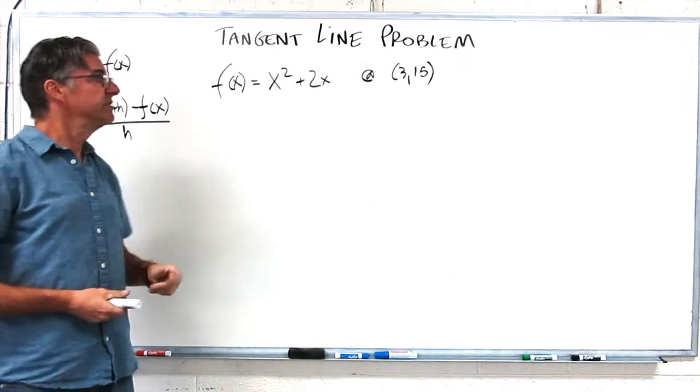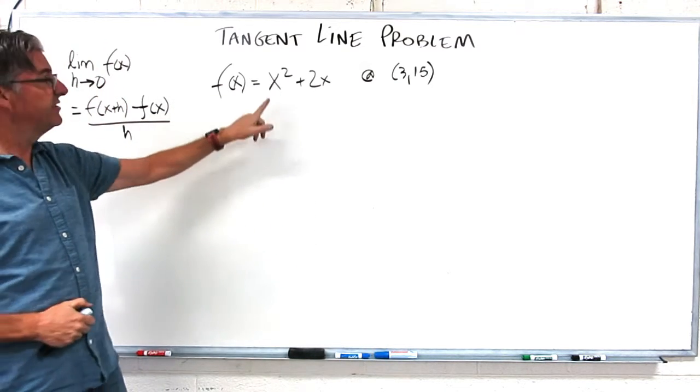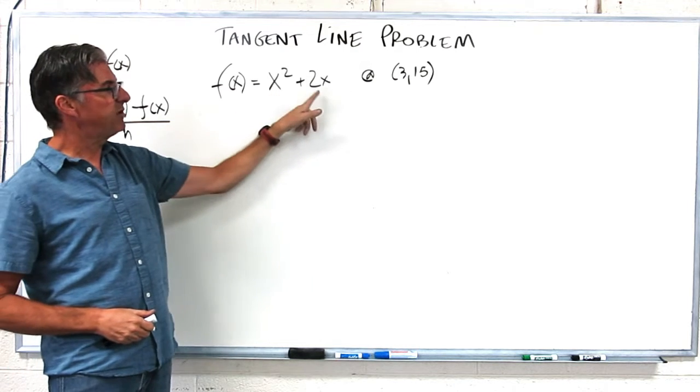So let's do this. So here's another function to check out. Instead of x squared, we're going to do x squared plus 2x.